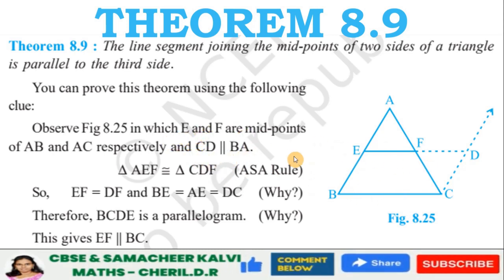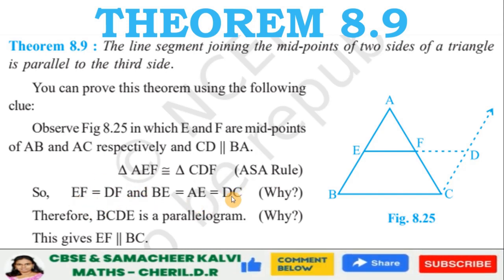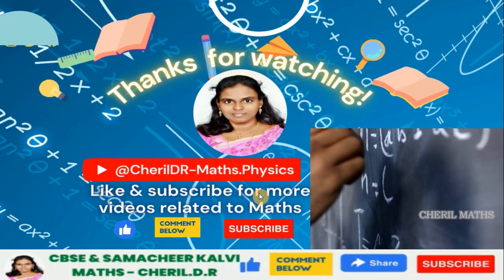So E and F are the midpoints of AB and AC, and respectively we are drawing a line CD parallel to AB. As per the angle side angle rule, we are able to prove that AEF and CDF are congruent. Then with that we are able to say these two are equal, and thus BCDE is a parallelogram. Thus we get EF is parallel to BC, hence proved. Is it clear, children? Yes. Hope you understood this theorem.